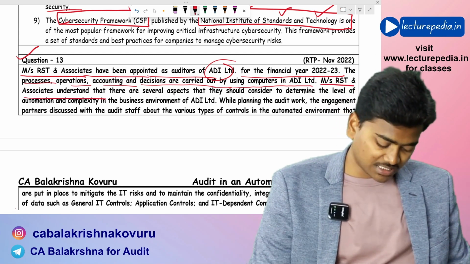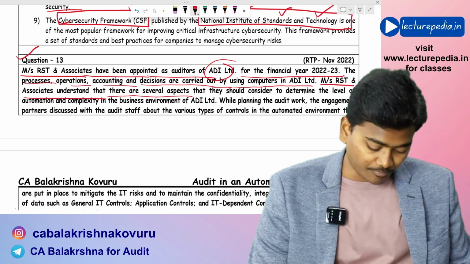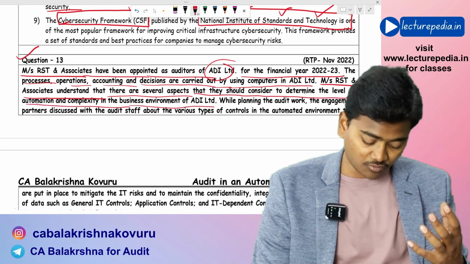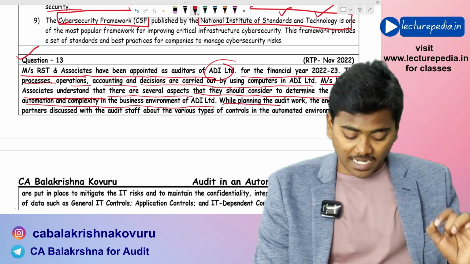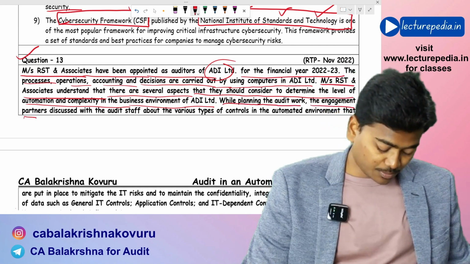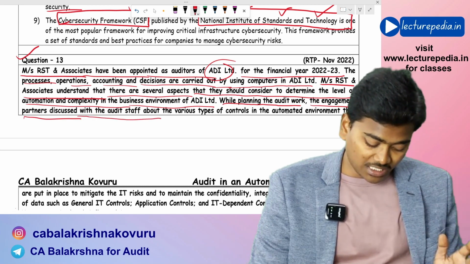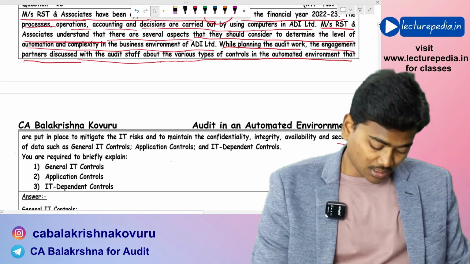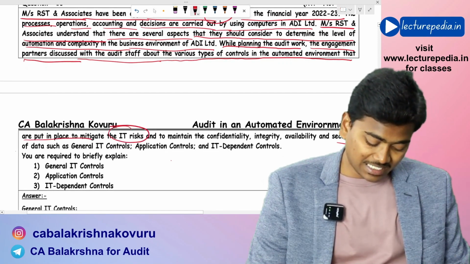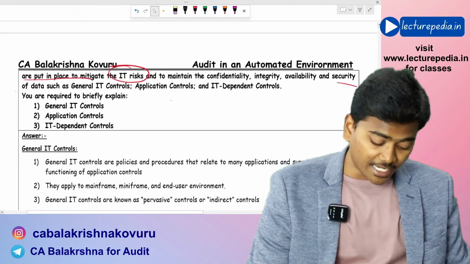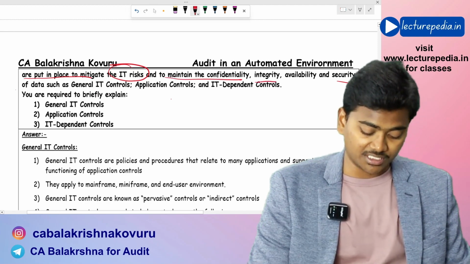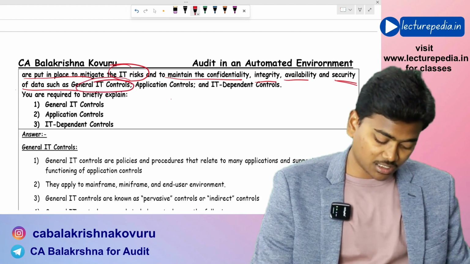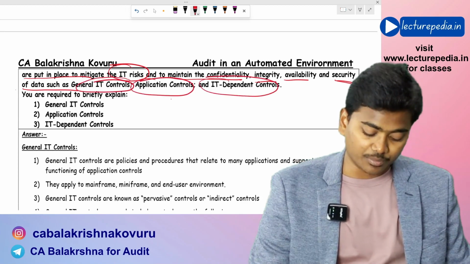Mrs. RST and Associates understand that there are several aspects that they should consider in determining the level of automation and complexity in the business environment of ADA. While planning the audit work, the engagement partners discussed with the audit staff the various types of controls in the automated environment that are put in place to mitigate the IT risks and to maintain confidentiality, integrity, availability, and security of data, such as general IT controls, application controls, and IT dependent controls.